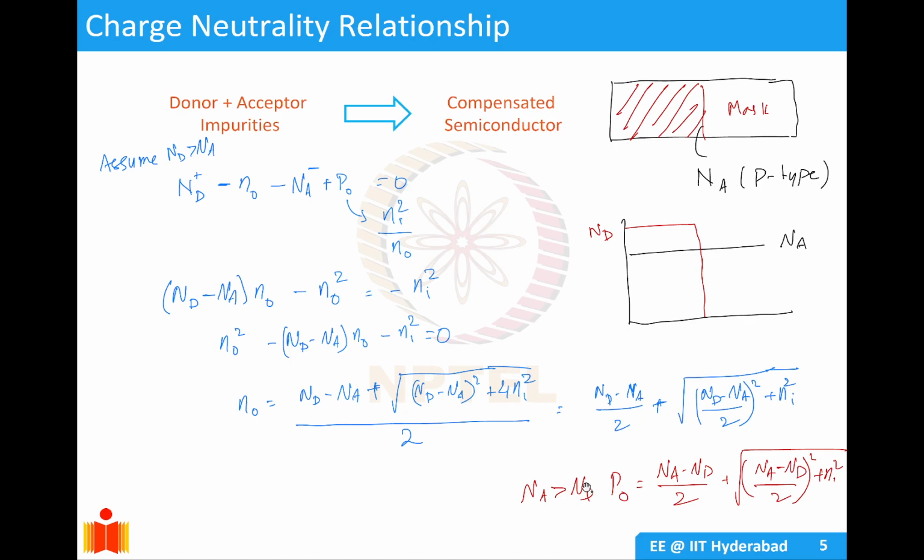If Na is greater than Nd, then you can calculate p0 using the formula (Na minus Nd) by 2 plus the square root of ((Na minus Nd) by 2) square plus ni square. These formulas are only valid for the majority carriers, so Nd should be greater than Na in one case, and Na should be greater than Nd in the other.